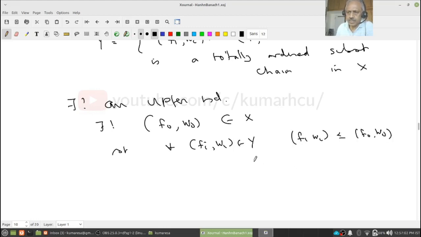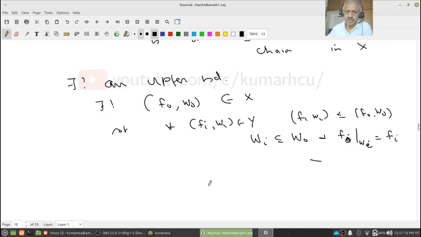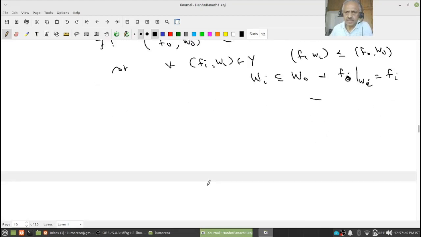That means what? Wi must be contained in W naught, and F naught restricted to Wi must equal Fi. Okay, is that clear? So how do I find W naught?